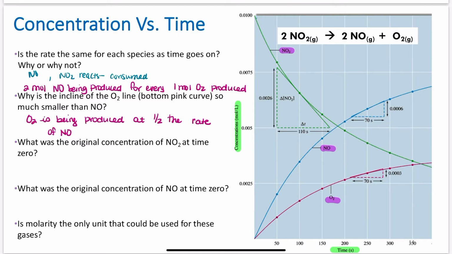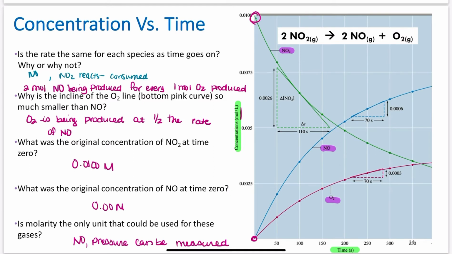What was the original concentration of NO2 at time 0? Time 0, up here, 0.100 moles per liter, or molar. What is the original concentration of NO at time 0? NO is my blue line, and I see it is at 0 molar. We don't have any at the start of the reaction. Is molarity the only unit that could be used for these gases? No, we could use pressure because we're using gases. Pressure can be measured as well.